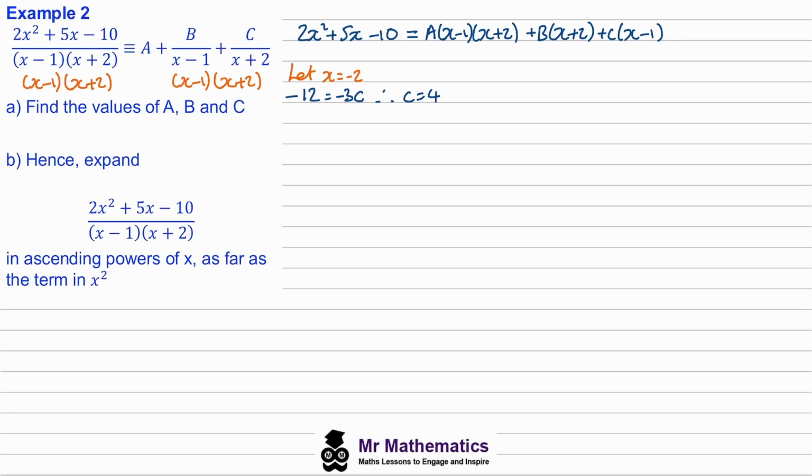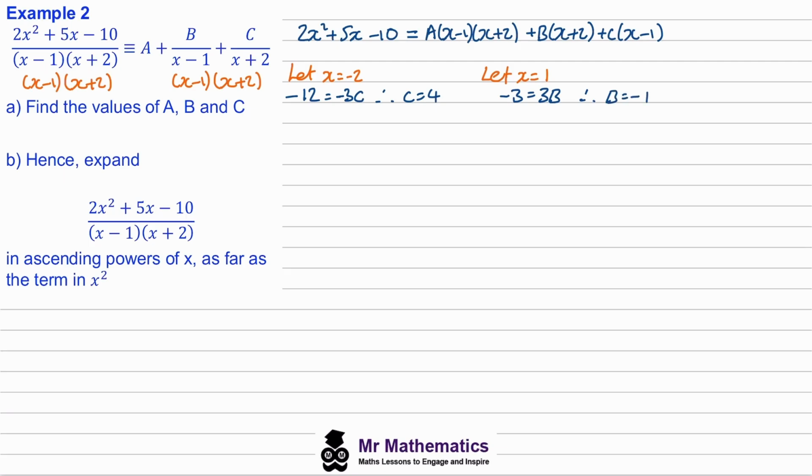And we can eliminate the x minus 1 term if we let x equal positive 1. We'll get the left-hand side to be negative 3. This a term will become 0, so will the c term, and our b term will become positive 3b. So therefore, b will equal negative 1.